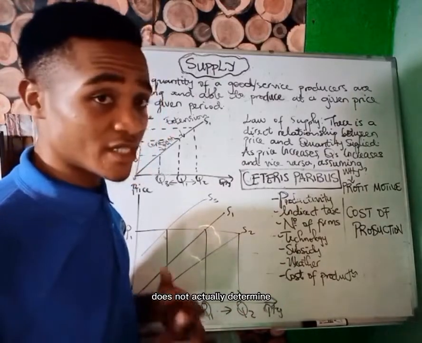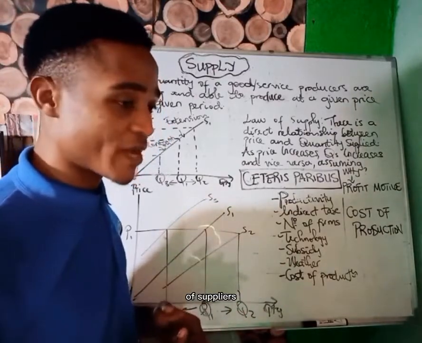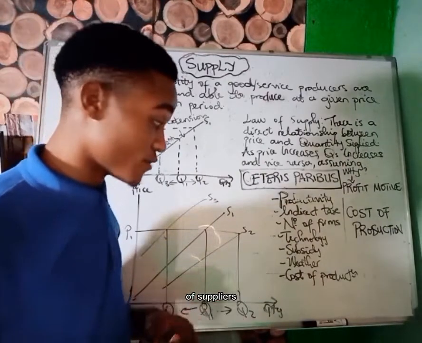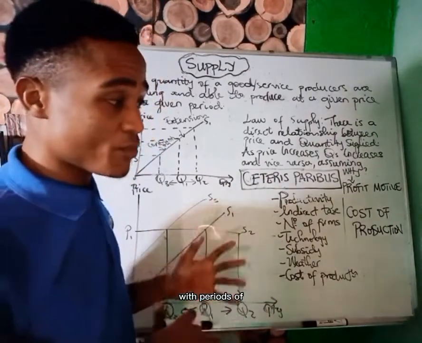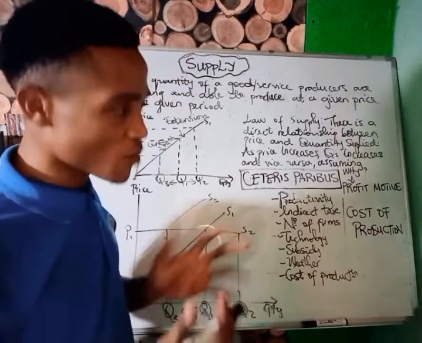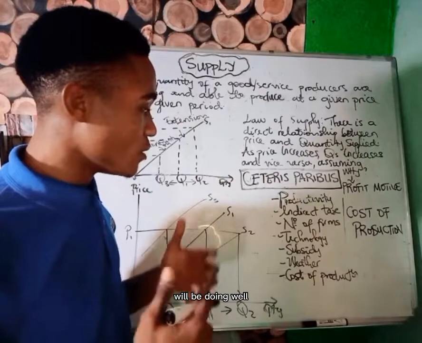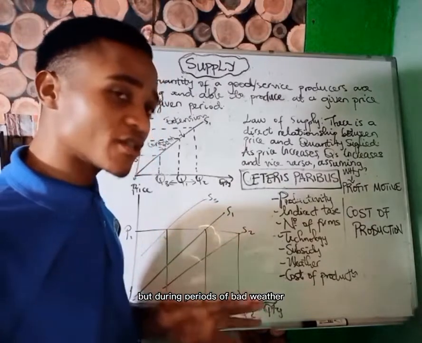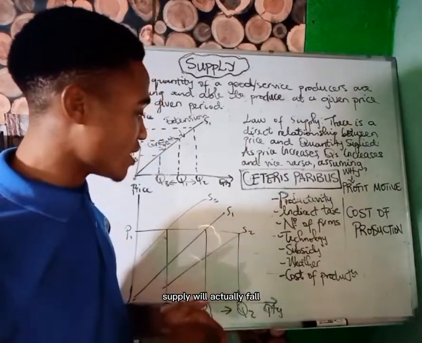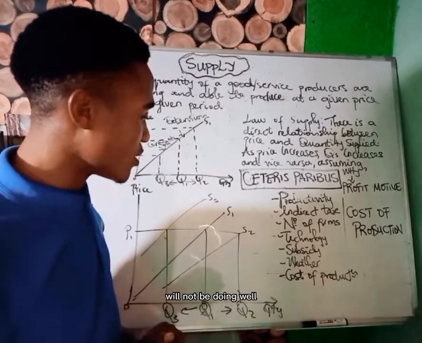Weather here does not determine the cost of production of suppliers. In other words, during periods of good weather, supply will increase because farm products will be doing well. But during periods of bad weather, supply will fall because products will not be doing well.